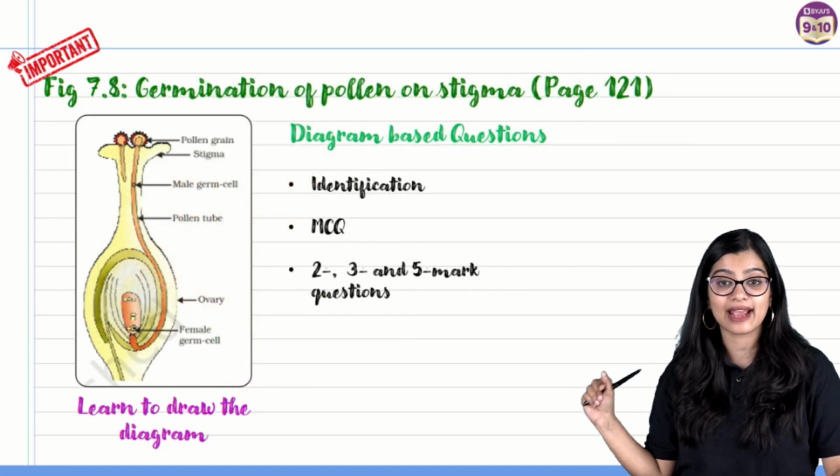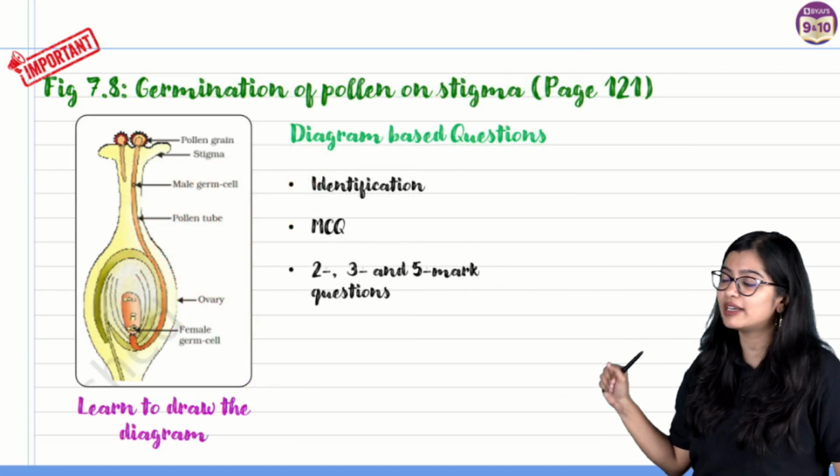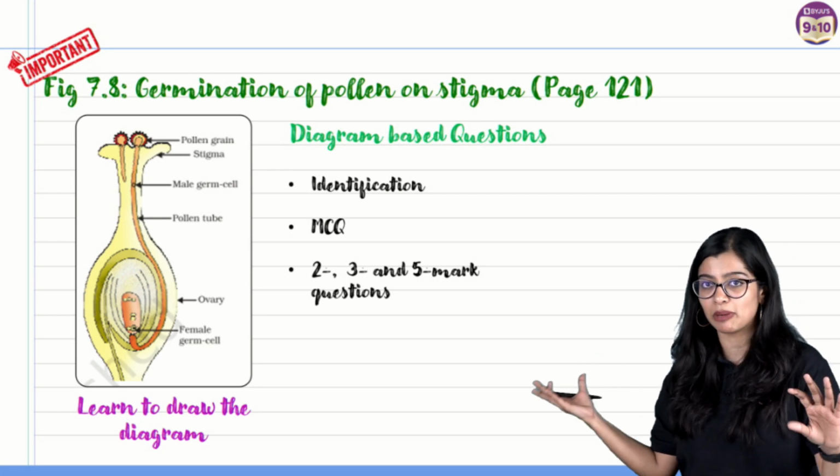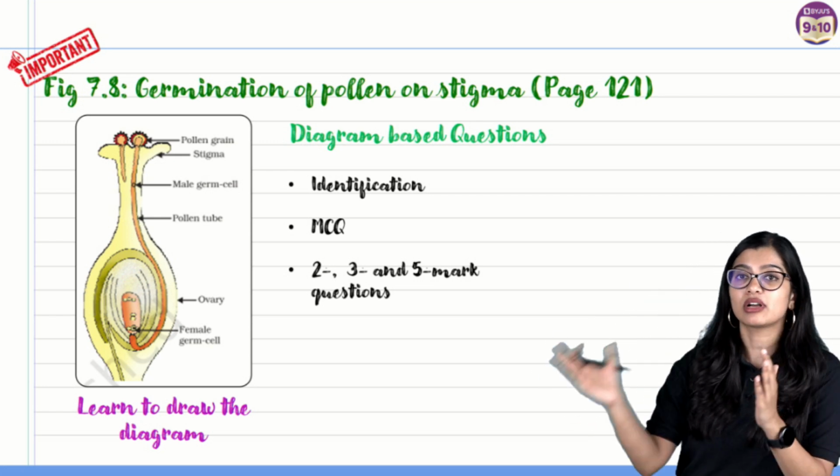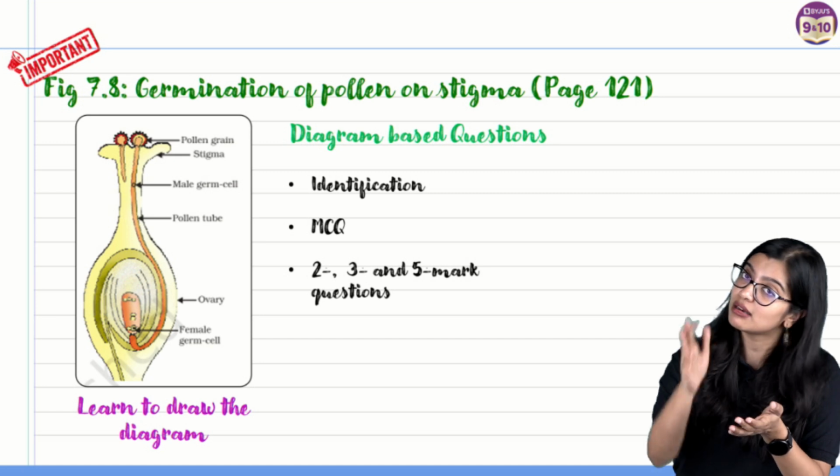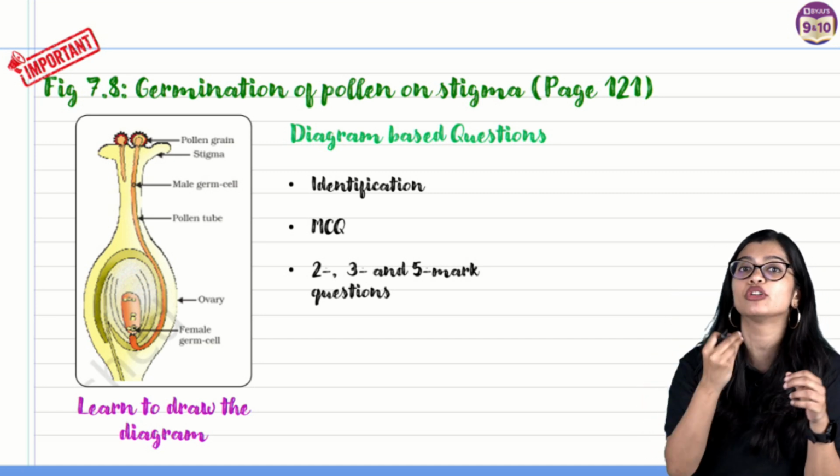Now we have the next one. Now this particular diagram surprisingly can come even in chemotropism. So chemotropism is a concept we've learned in control and coordination, which is the response to chemicals.